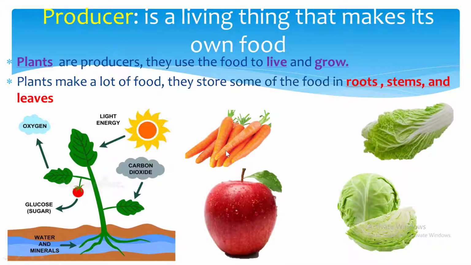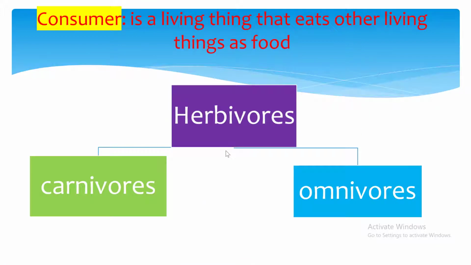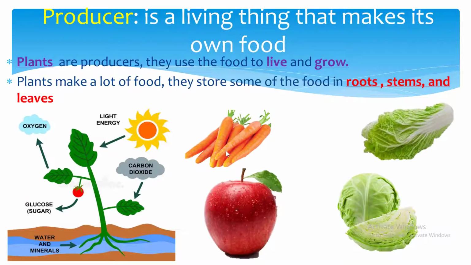Okay, we have two types of living things. We said that we have producer and consumer. A producer is a living thing that makes its own food. For example, plants are producers.